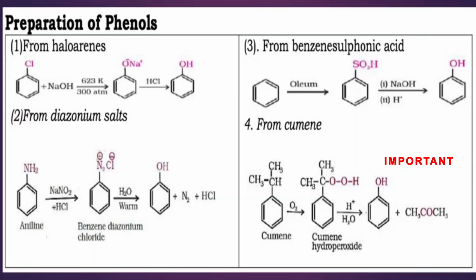Then the next one is from benzene diazonium chloride. Benzene diazonium chloride, just heat with water, you will get phenol. Then by Dow's process. What is Dow's process? That is from chlorobenzene, you can prepare phenol with the help of sodium hydroxide. And the reaction conditions are quite vigorous, 623 Kelvin and 300 atm pressure, followed by acidification.